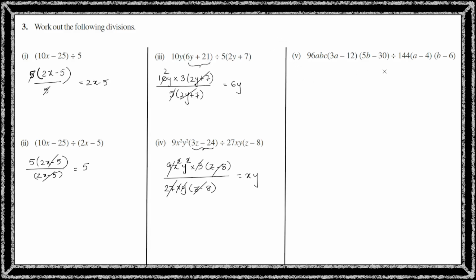Next, here in the denominator, it is already factorized. Even the numerator is already factorized, except of course there is a 3 common here and there is a 5 common here. We'll take that out.